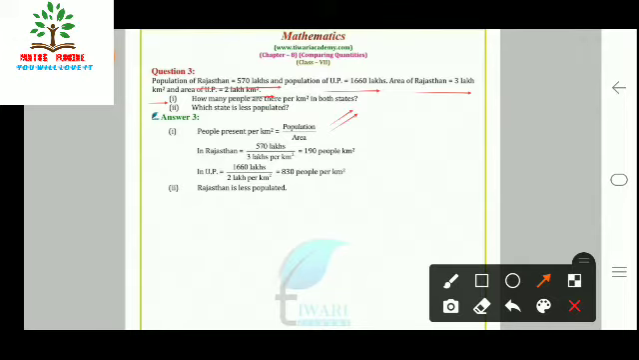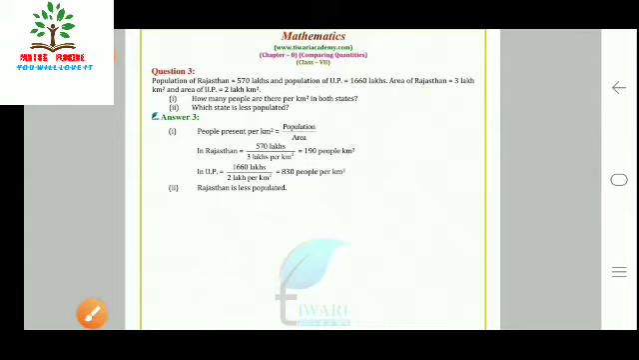Now in Rajasthan 570 upon 3, so that is 190 people per kilometer square. Likewise here in UP 1660 lakhs upon 2 lakhs, so that will be 830 people per square kilometer. So it means Rajasthan is less populated because we can see here that only 190 people are there per square kilometer, whereas in UP it is 830 people.